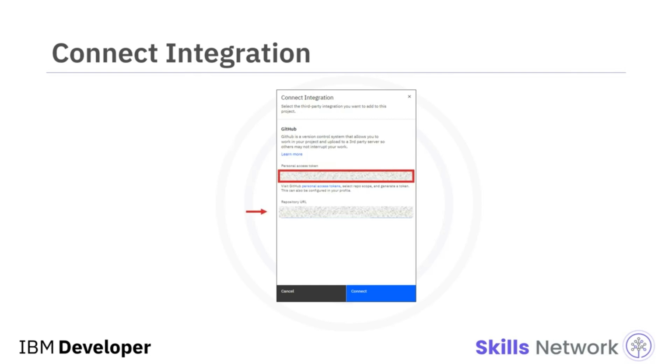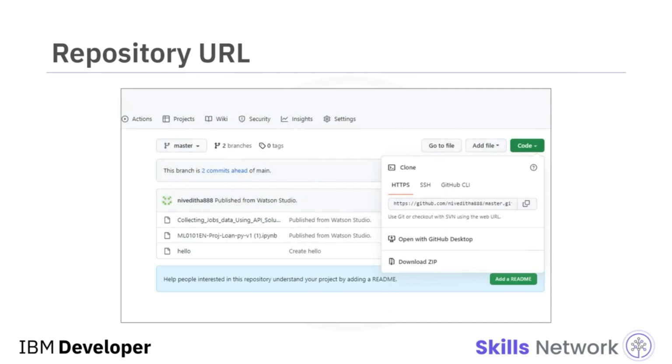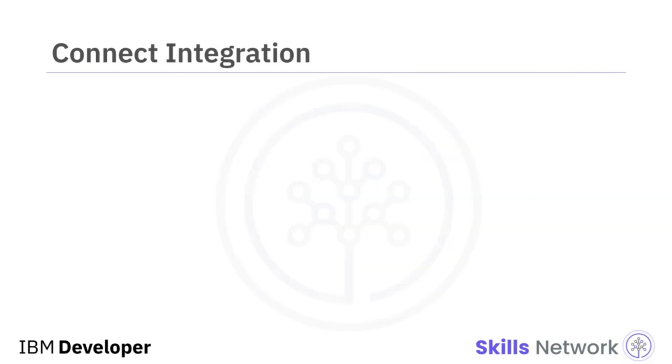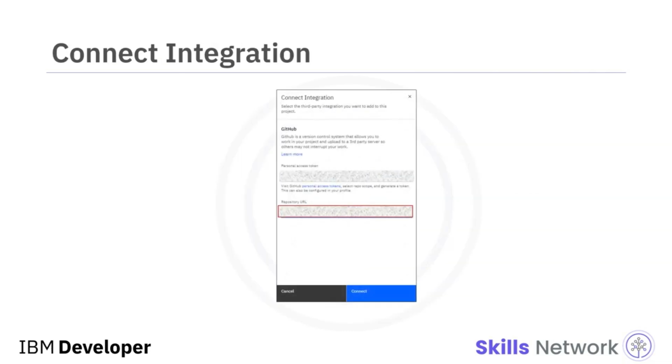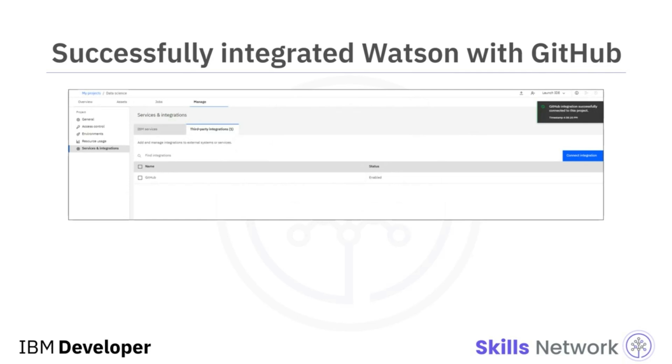Next, you must find the repository URL for the location you want to push the notebook. To get the repository URL from GitHub, ensure you are in the master branch of the repository you want to use. Click Code and copy the URL using the Copy icon. Now go back to the Connect Integration area and enter the repository URL where you want to push the notebook. Then click Connect. Once the repository is added, you get a successfully connected message.